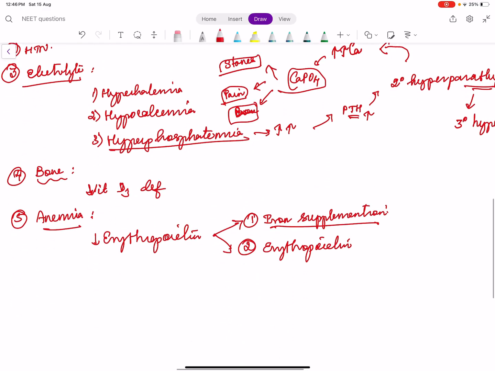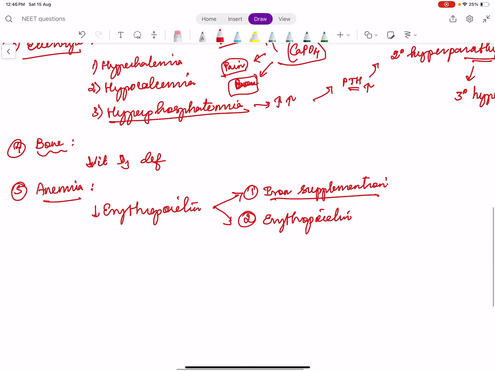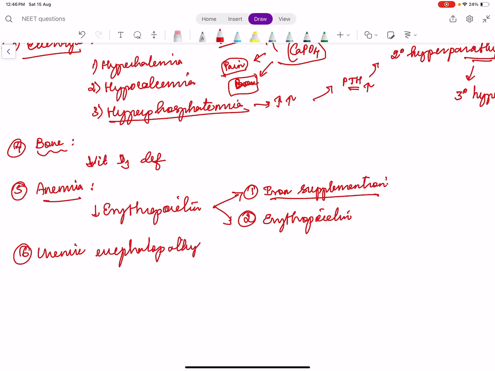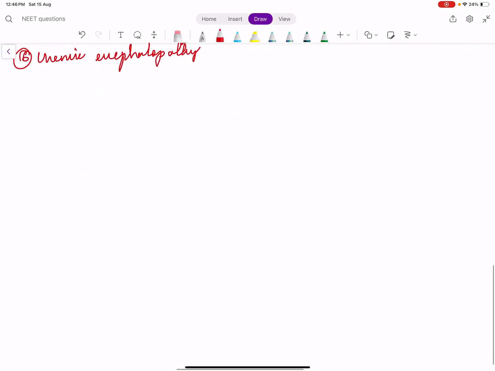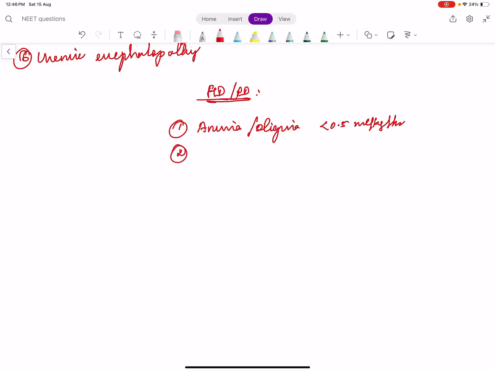And many other complications are also there. And uremic encephalopathy. When urea is high, it leads to uremic encephalopathy. So these are some of the complications of CKD. Now, do you have to do dialysis for every case? What are the indications for dialysis? One, there is anuria or oliguria. What is oliguria? Less than 0.5 ml per kg per hour is oliguria. Not every case with high creatinine needs dialysis. There should be oliguria or anuria.